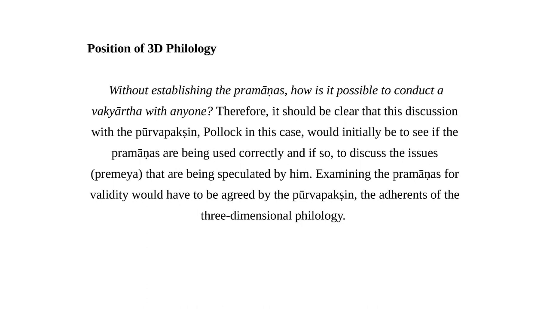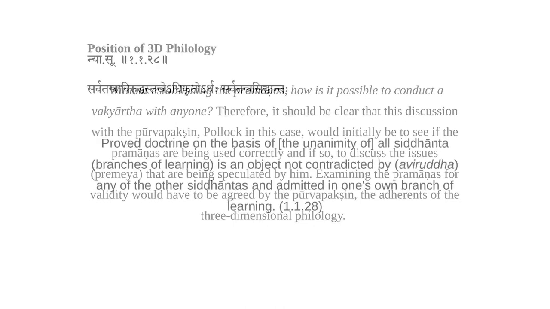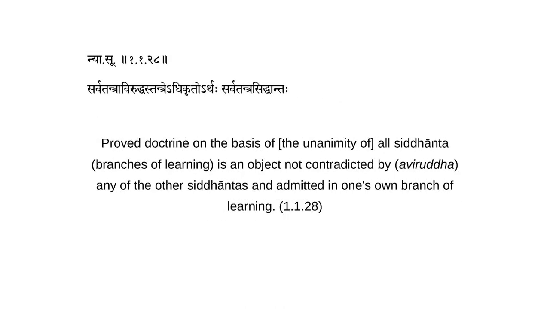So again, applying this to 3D philology, without establishing the pramanas, how is it possible to conduct a vakyartha? Therefore, it should be clear that discussion with the Purvapakshin, Pollock in this case, would initially be to see if the pramanas are being used correctly, and if so, to discuss the issues, the prameya, that is being speculated by him. So examining the pramanas for validity would have to be agreed upon by the Purvapakshin, the adherents of three-dimensional philology, or his school or any other school. So whoever it may be in the world, you have to accept the pramanas, and the pramana pariksha would be proper to see if the thesis they are establishing is correct or incorrect. And this is called, in Nyaya Shastra, Sarvatantra Siddhanta.